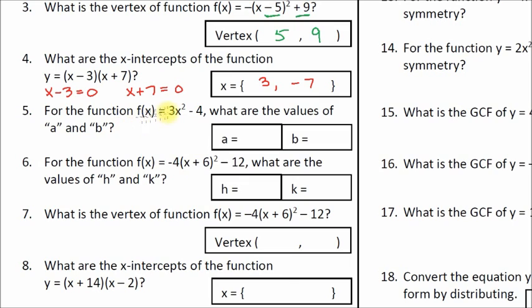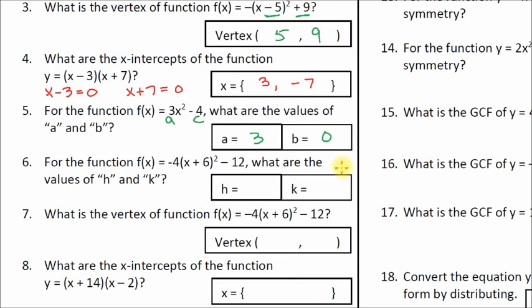Alright, let's take a look at number 5. For the function f of x equals 3x squared minus 4, what are the values of a and b? Again, class, we see there are no parentheses. This is standard form. So let's take a look. We've got our a value on the squared term. We don't have a variable term without a square. That means there's no b value, and this is our c value. So in this case a is equal to 3 and c is equal to negative 4, but our b value is 0.